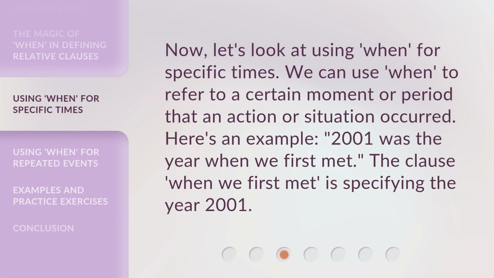Now, let's look at using when for specific times. We can use when to refer to a certain moment or period that an action or situation occurred. Here's an example: 2001 was the year when we first met. The clause, when we first met, is specifying the year 2001.